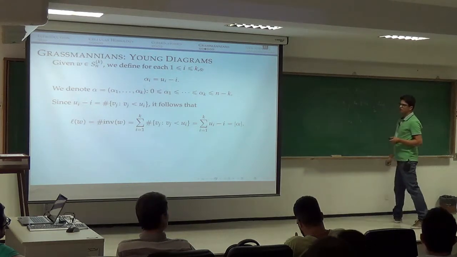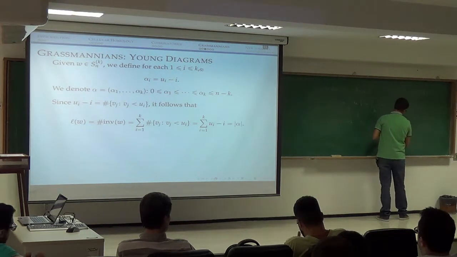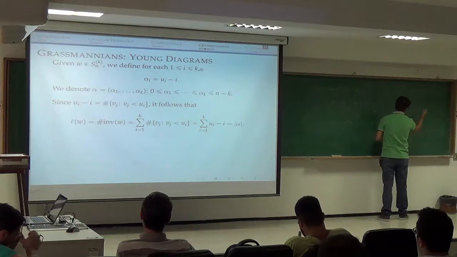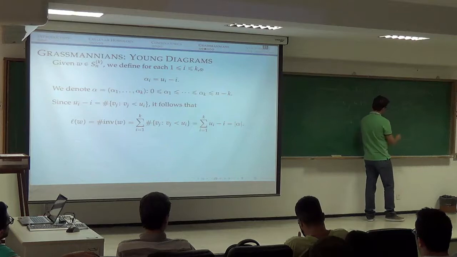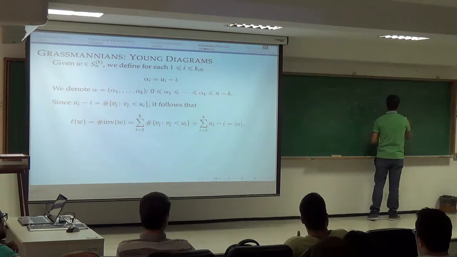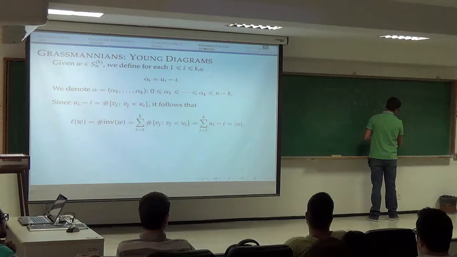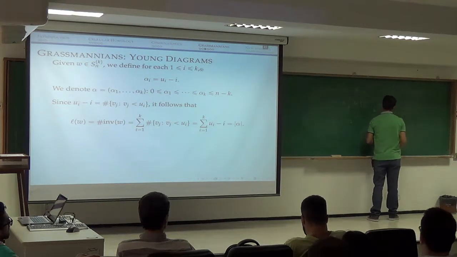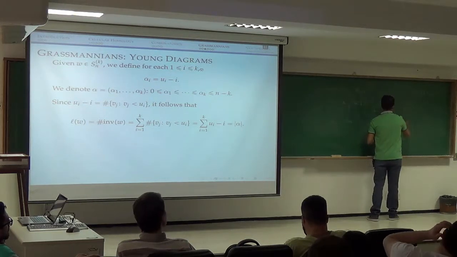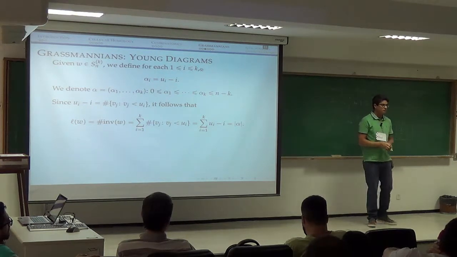And what is the Young diagram? The Young diagram is the diagram when you put this data inside the rectangle. In this case, it will be a rectangle with k rows and n minus k columns. In this case, it will be three lines and three columns. So here we put alpha 1, so alpha 1 is equal to 1. Alpha 2 is equal to 2, so 2 boxes here, and alpha 3, 2 boxes here. So this is the Young diagram of this permutation.